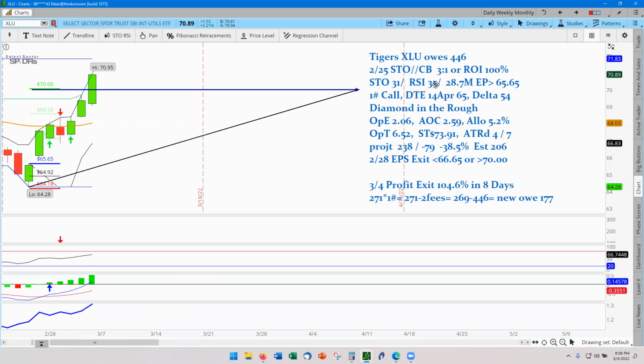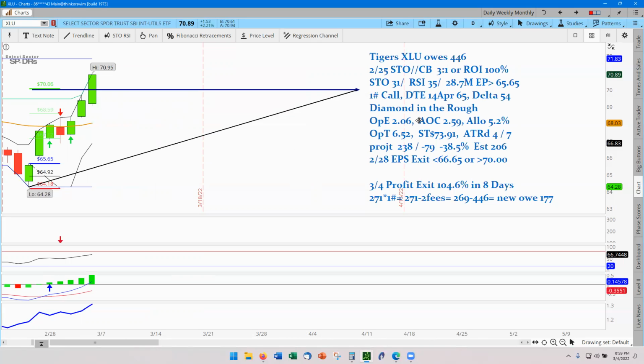Anything between 30 and 50 or 60, depending upon which school you go to and what instructor talks, is the sweet spot to entry. It had 28.7 million shares in volume, and the entry was 465. One contract, April expiration, Delta 54 at the time. A diamond in the rough, as I said earlier, was the only option that was reasonable within my criteria. The estimated cost was going to be 206.